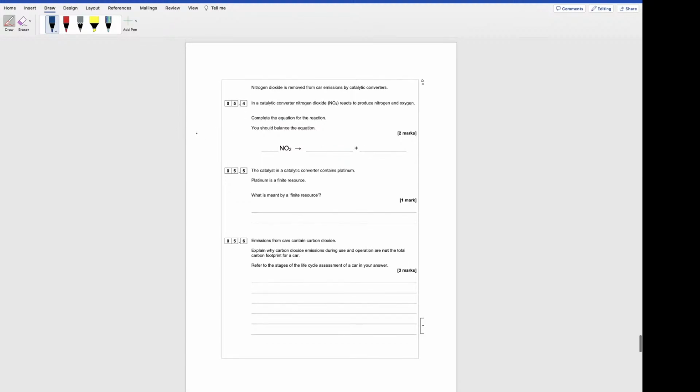So nitrogen dioxide is removed from car emissions by catalytic converters. In a catalytic converter, nitrogen dioxide, NO2, reacts to produce nitrogen and oxygen. Complete the equation for the reaction. You should balance the equation. So it's given us our nitrogen dioxide and it says it produces nitrogen and oxygen. We make that and that. So they are our products. So we need to do nitrogen, which is N2. And remember, nitrogen and oxygen are diatomic molecules. They're gases and they exist as N2 and O2.